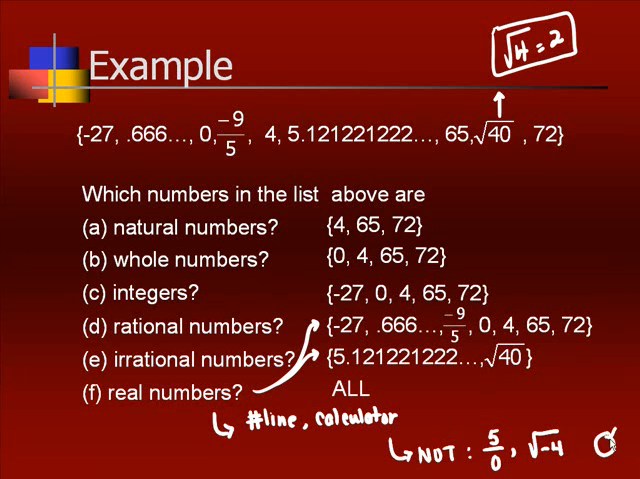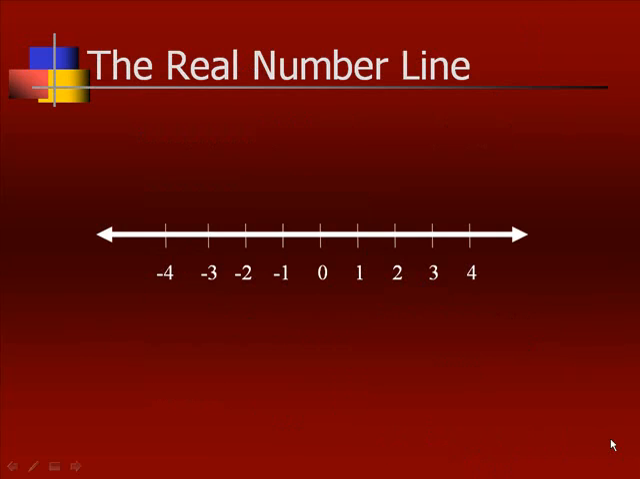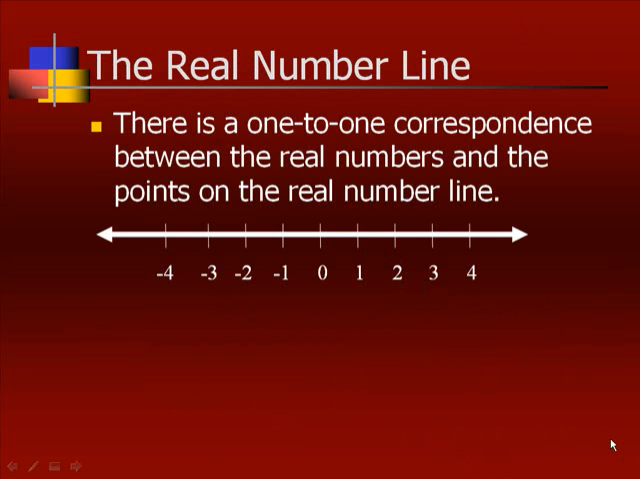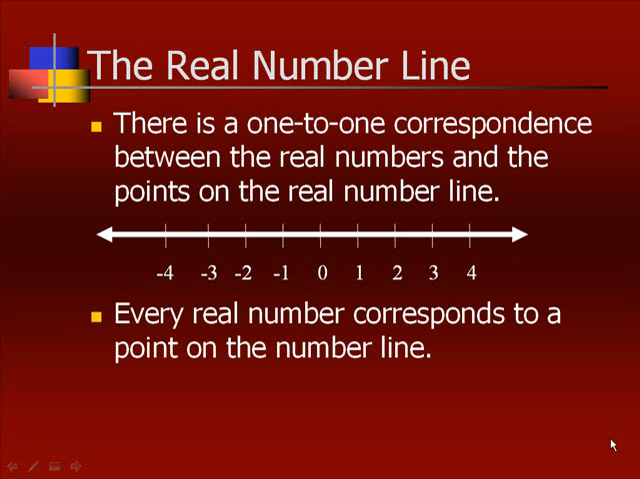And the symbol for that, sometimes we use this little no solution symbol, or we'll just say it's not a real number. Now remember, we said a real number line contains all the real numbers. There is a one-to-one correspondence between the real numbers and the points on the real number line. What that means is every real number corresponds to one point on the number line. So if you pick any real number, let's say we pick 2, 2 would show up right here.